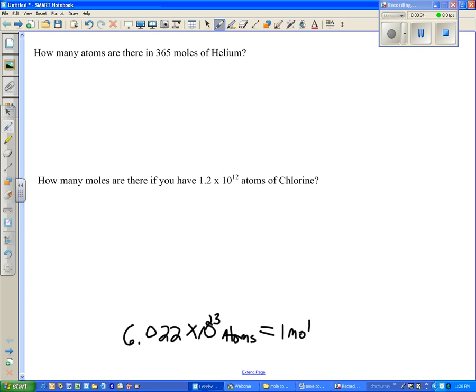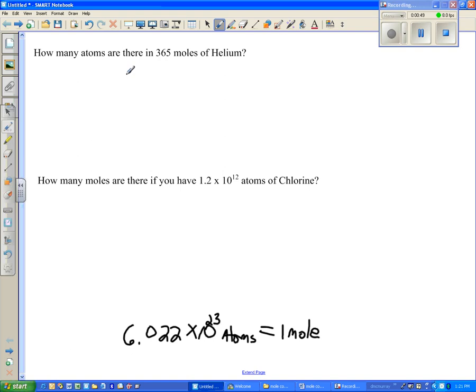Kind of like you've learned in the past, there are 12 eggs in a dozen. This is just an extremely large dozen. So remember the analogy. If you have 3 dozen eggs, how many eggs is that? That's 36, or 3 dozen.